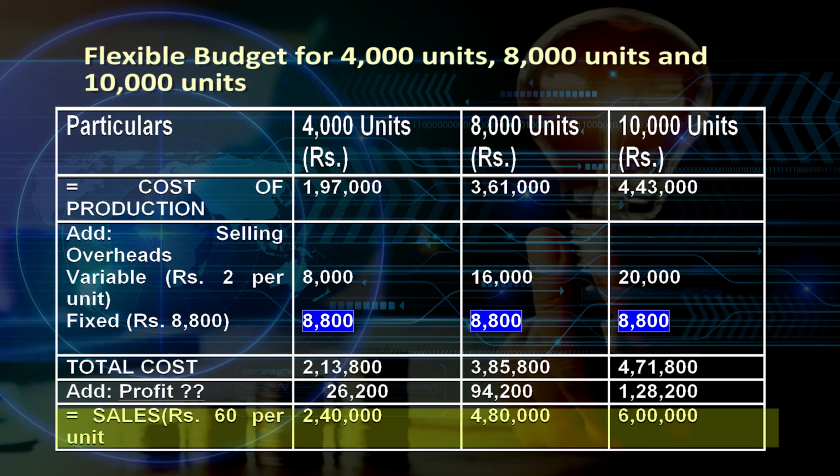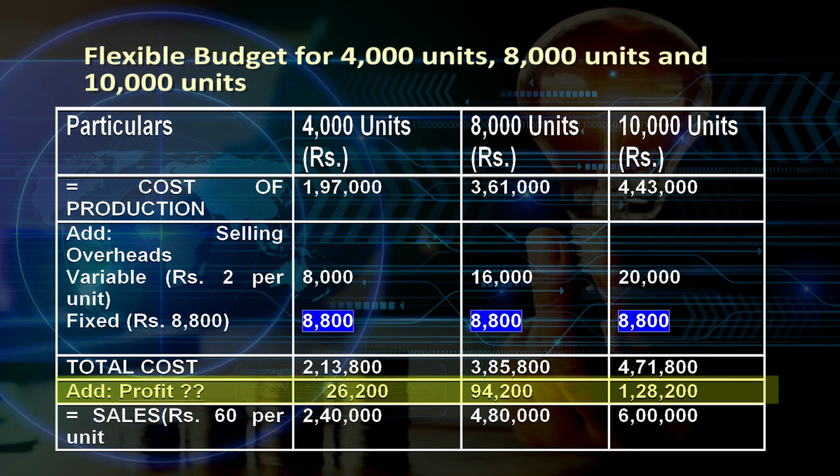If we write the sales at rupees 60 per unit, the sales will be rupees 2,40,000, rupees 4,80,000 and rupees 6 lakh respectively. The difference between the sales and the cost will give us the profit as the balancing figure. So, the profit will be respectively rupees 26,200, rupees 94,200 and rupees 1,28,200. That was the total profit.